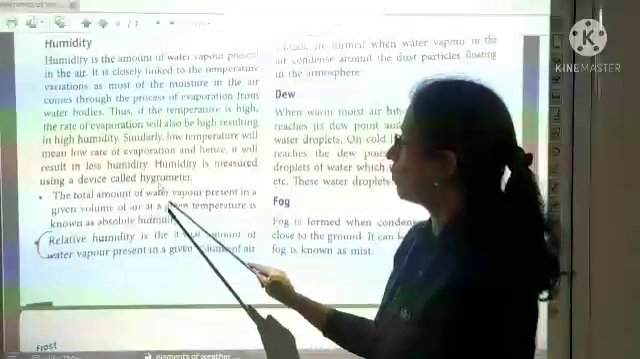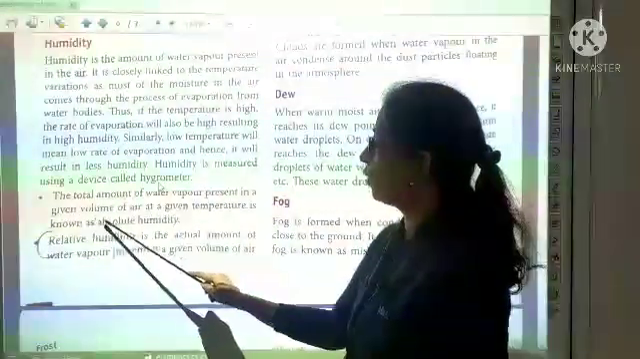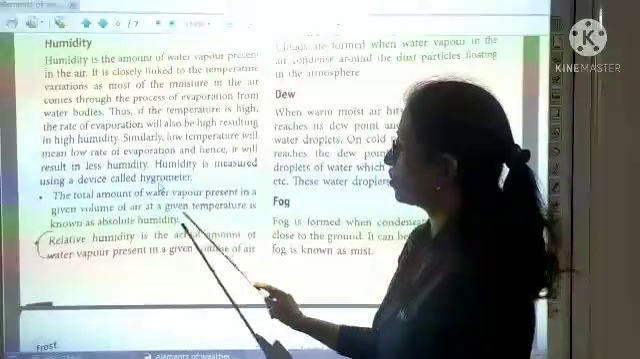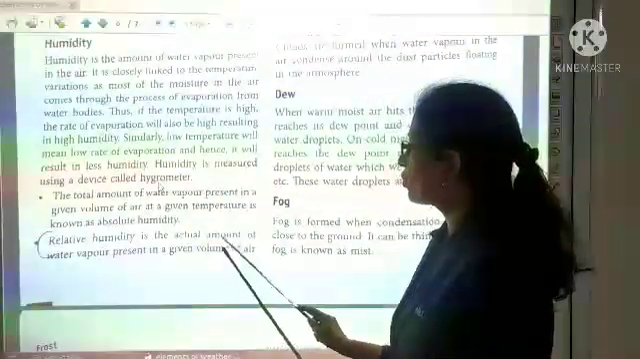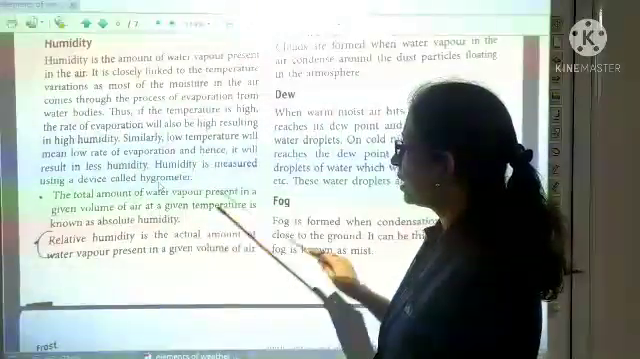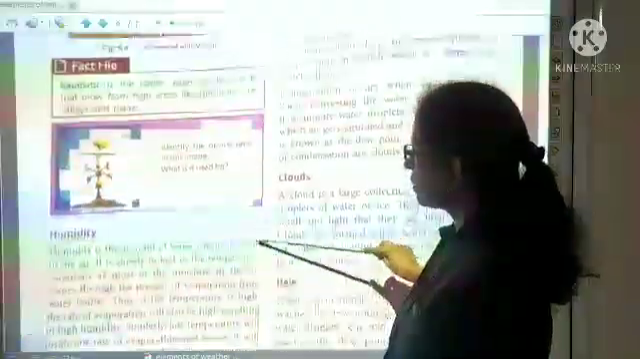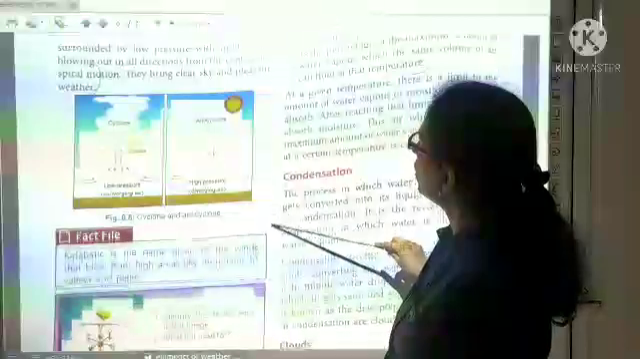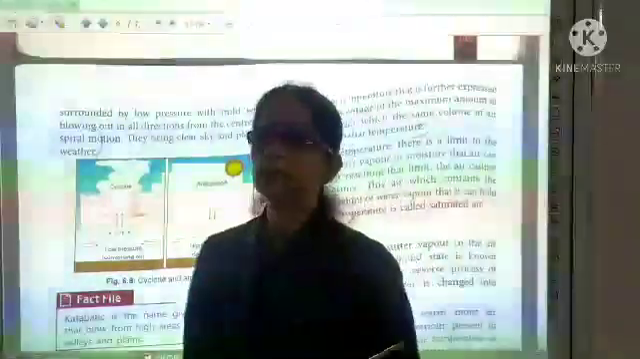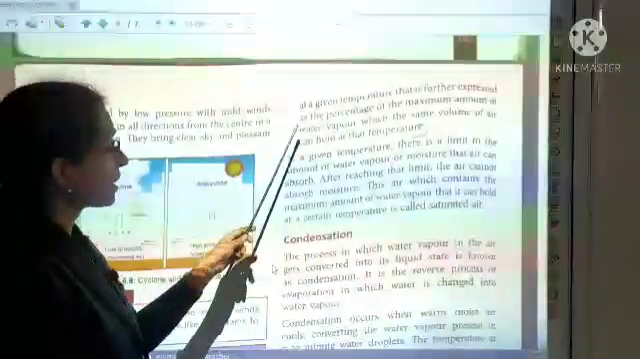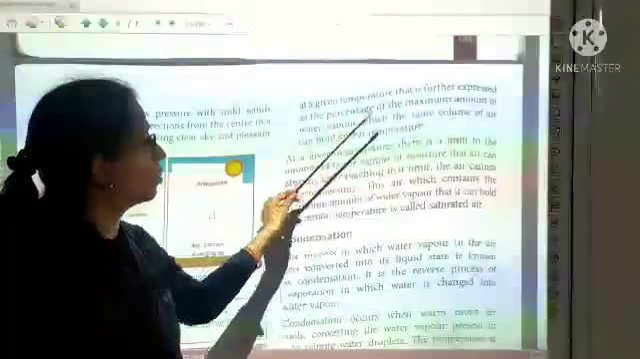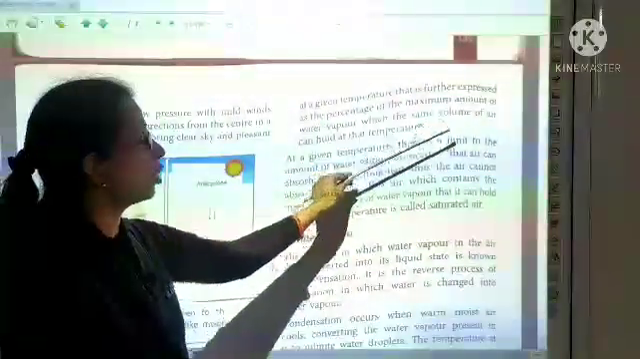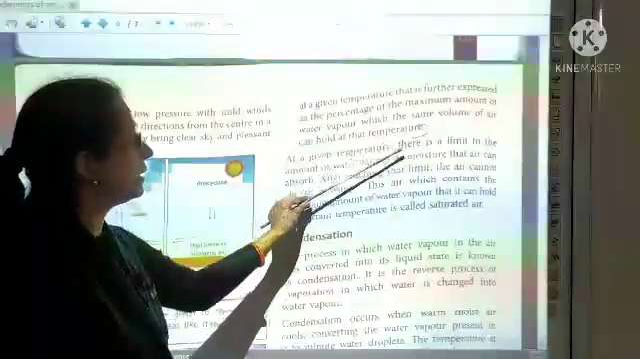The total amount of water vapor present in a given volume of air at a given temperature is known as absolute humidity. Relative humidity is the actual amount of water vapor present in a given volume of air. So this also you have to learn, the definitions. At a given temperature, that is further expressed in the percentage of the maximum amount of water vapor which the same volume of air can hold at that temperature.